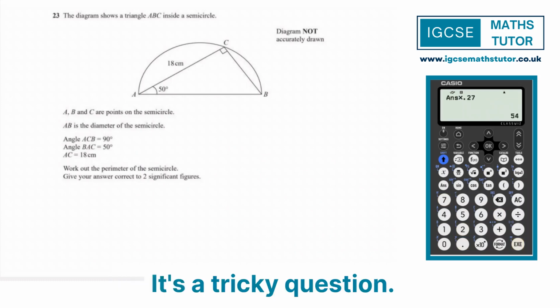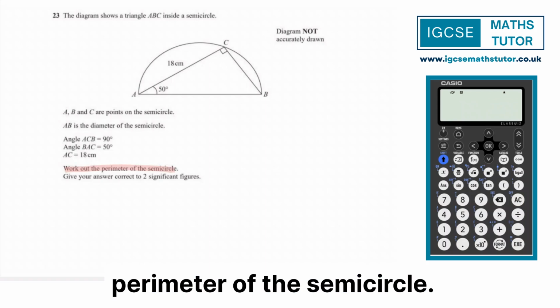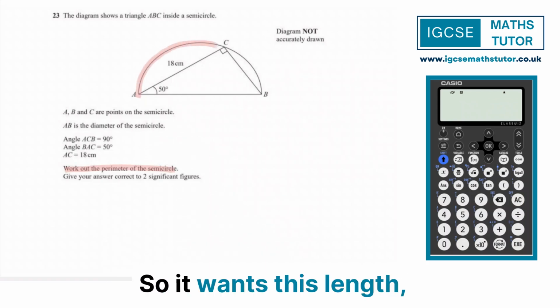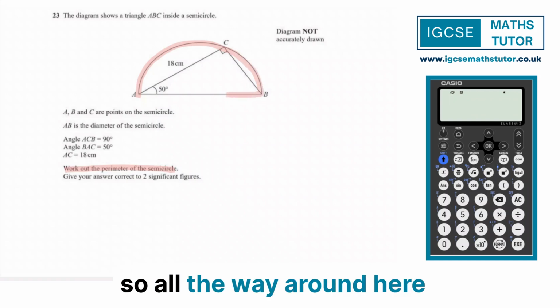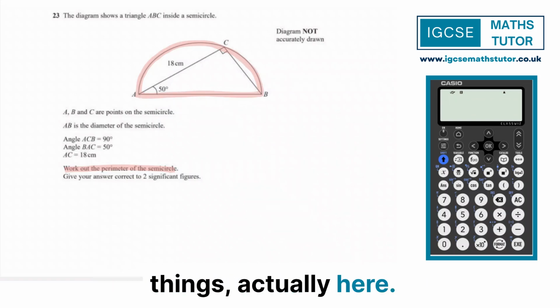Question 23, there's a lot going on here. There's 5 marks. It's a tricky question. What does it overall want us to do? It wants us to work out the perimeter of the semicircle. So it wants this length, all the way around here. And we don't have any of those lengths.